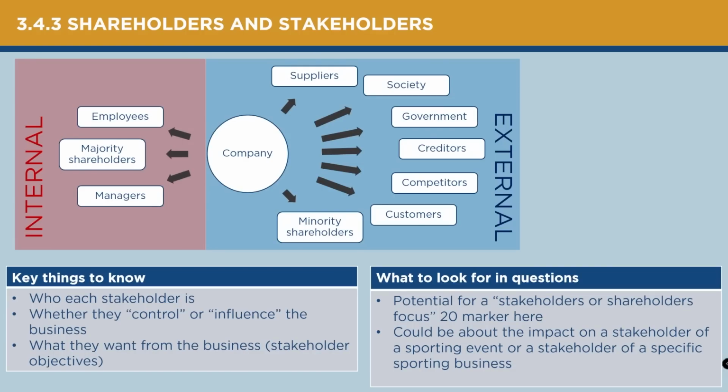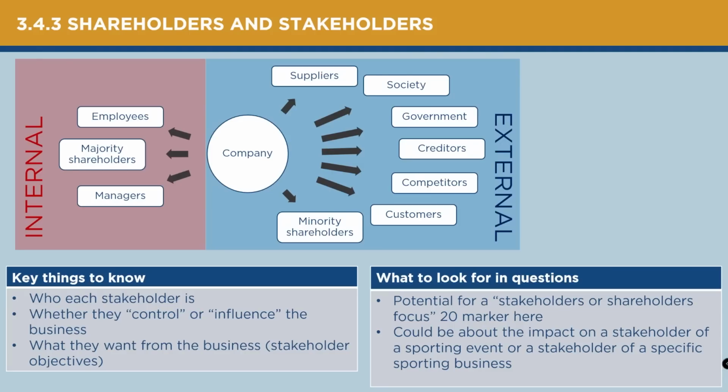3.4.3 is about shareholders and stakeholders. This one should hopefully be fairly straightforward. I think this might be linked to another question here. It could be potentially a 20 marker where it's whether a business should focus on stakeholders or shareholders. So make sure you know who each of the stakeholders are, and make sure you know whether they have control or influence on the business.